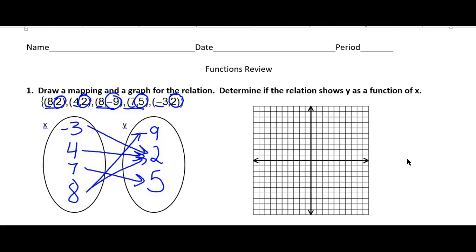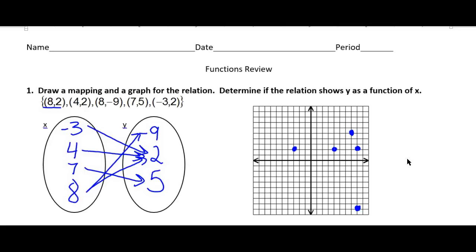Second, we got to show the graph. So we just have 5 ordered pairs. We're going to plot all 5 points. So 8, 2 is over 8, up 2. 4, 2 is over 4, up 2. 8, -9, over 8, down 9. 7, 5, and -3, 2. So those are our 5 ordered pairs.